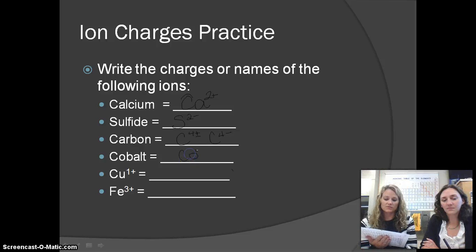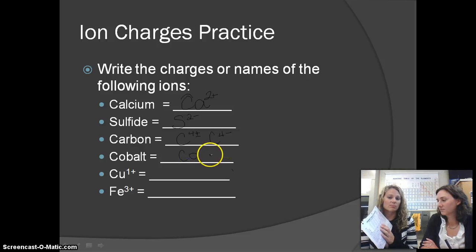Well, cobalt's found in the middle, so we could have either cobalt 2 plus or cobalt 3 plus, but we didn't designate which one we were going to use here. No, we didn't. So we're going to have to write them both, I guess.